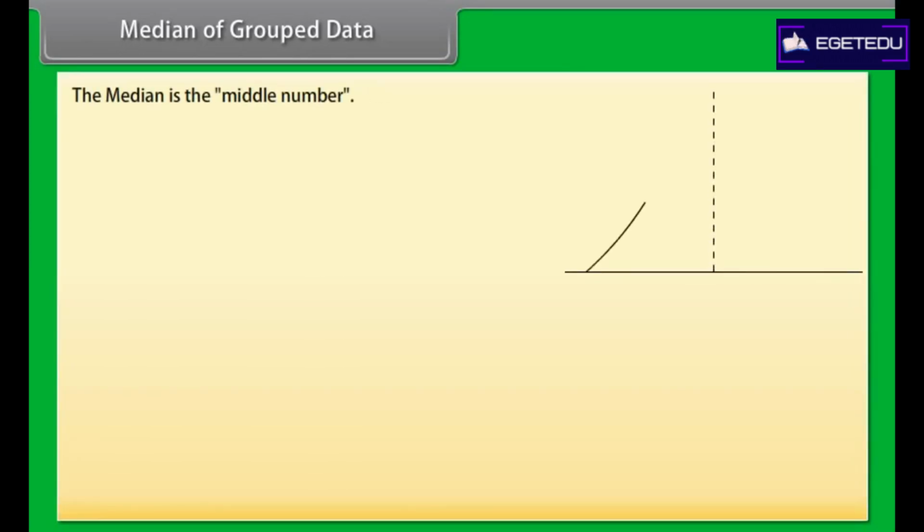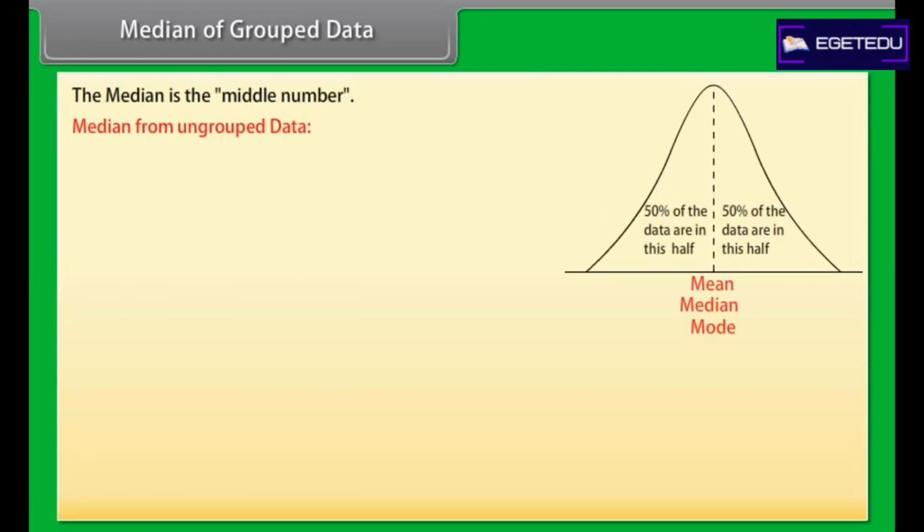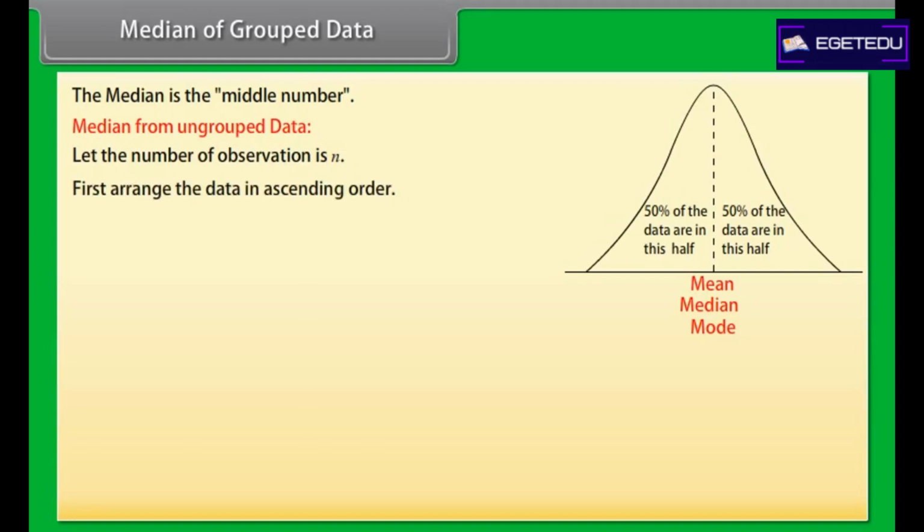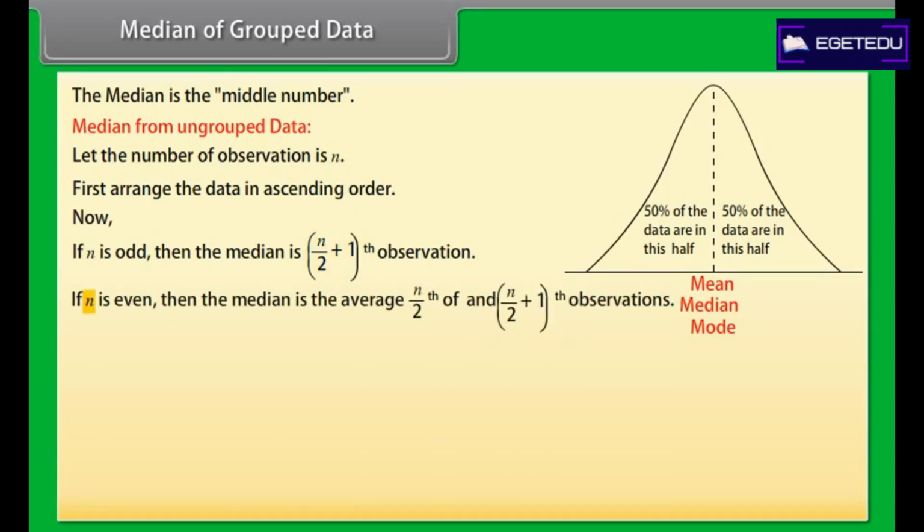Median of grouped data. The median is the middle number. Median from ungrouped data. Let the number of observations be n. First, arrange the data in ascending order. Now, if n is odd, then the median is the (n by 2 plus 1)th observation. If n is even, then the median is the average of the (n by 2)th and (n by 2 plus 1)th observations. Median from grouped data.